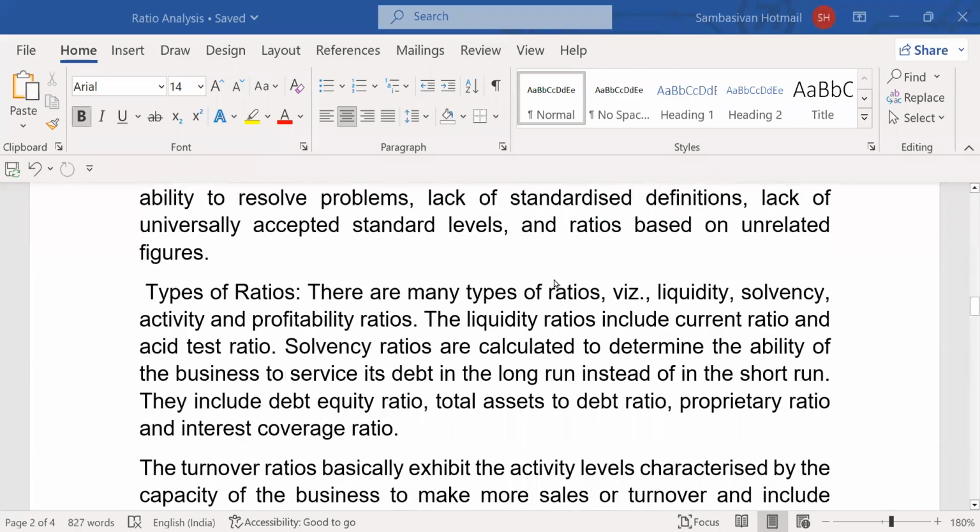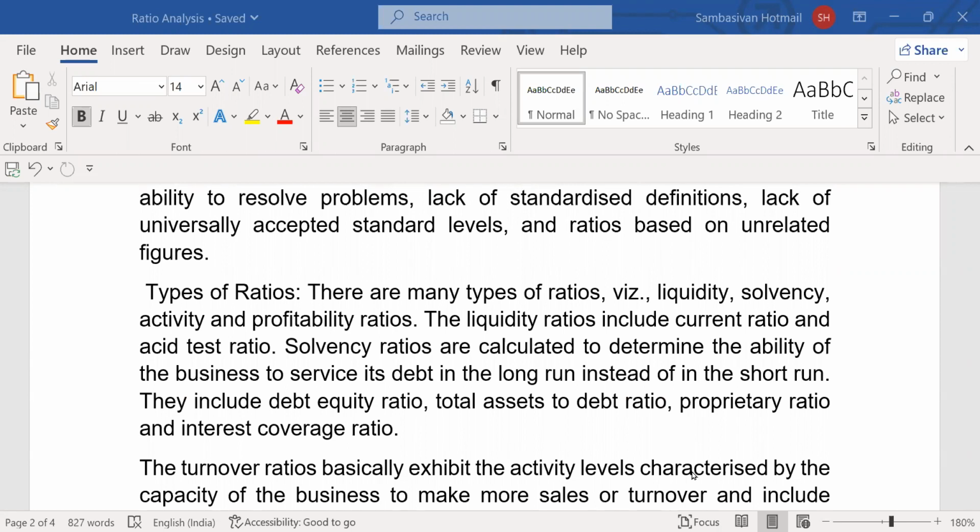Now read types of ratios. There are many types of ratios, namely liquidity ratio, solvency ratio, activity ratio, and profitability ratio.